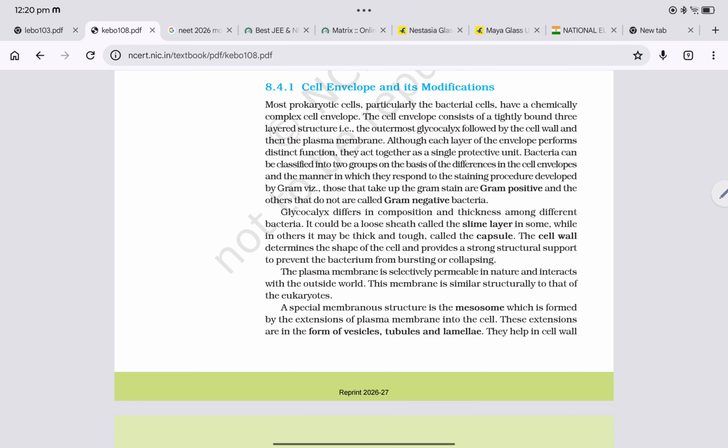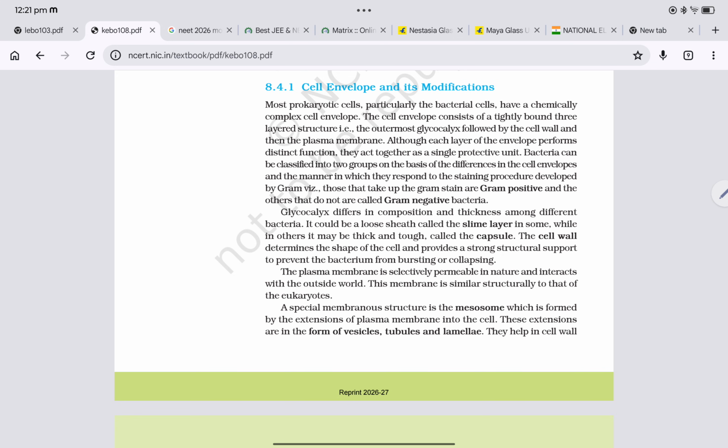Bacteria can be classified into two groups on the basis of the differences in the cell envelope and the manner in which they respond to the staining procedure developed by Gram. Those that take up the gram stain are gram positive, and the others that do not are called gram negative bacteria. Glycocalyx differs in composition and thickness among different bacteria. It could be a loose sheath called the slime layer in some, while in others it may be thick and tough called the capsule. The cell wall determines the shape of the cell and provides a strong structural support to prevent the bacterium from bursting or collapsing.